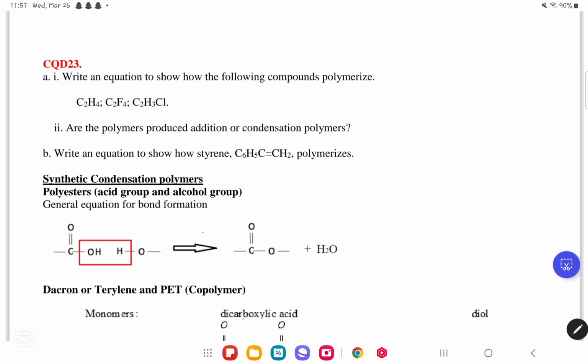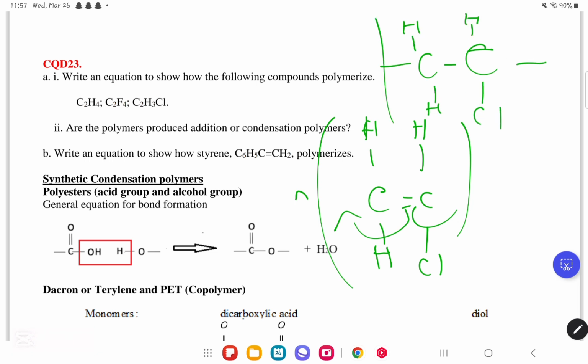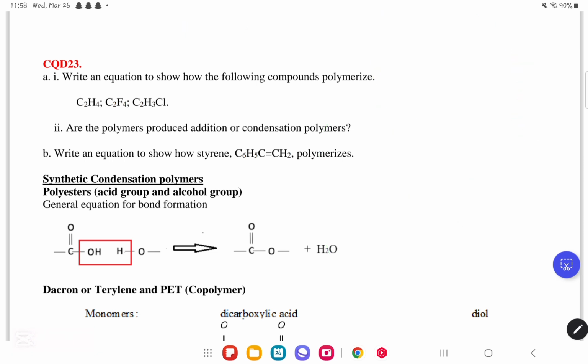Now finally, C2H3Cl, this is C double bond C, H, H, H, and Cl, you will have n over here. So then you break the bond, it will be C single bond C, you will have H over here. Let me write it somewhere else. C double bond C, you will break the double bond, it will be C single bond C, and then bonds here, then you will have H, H, H, and Cl, and then you will draw the brackets like this, and then you will have n over here. So that is pretty much it for part A, I.